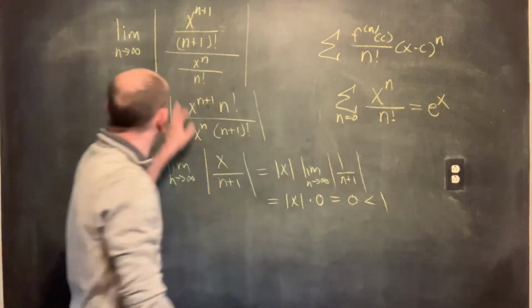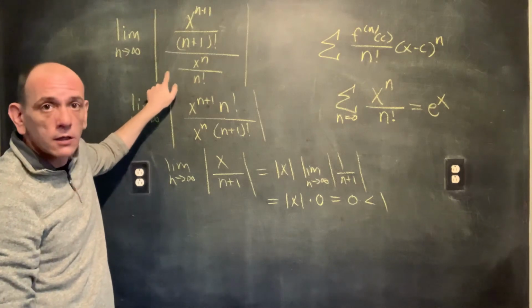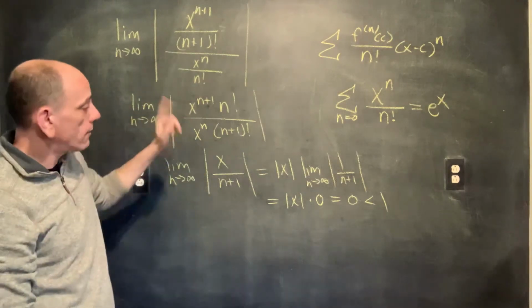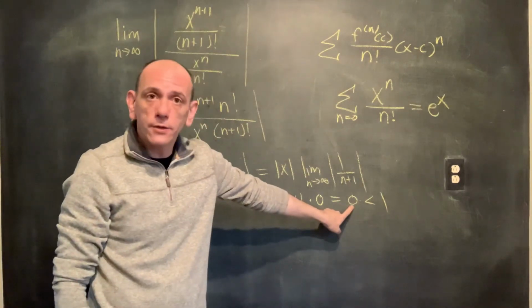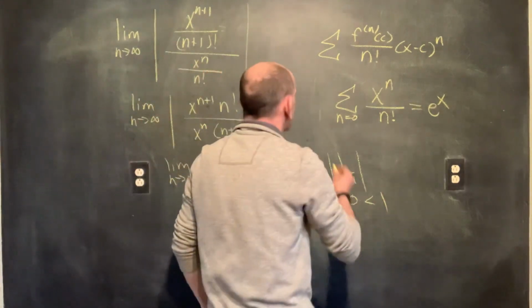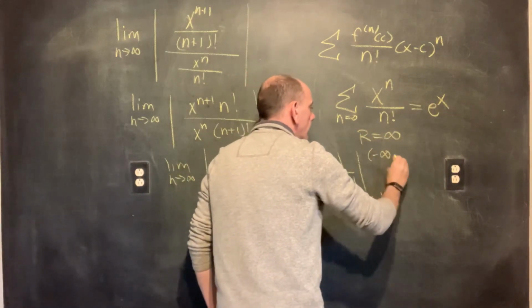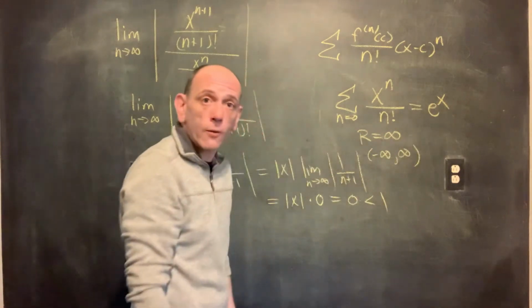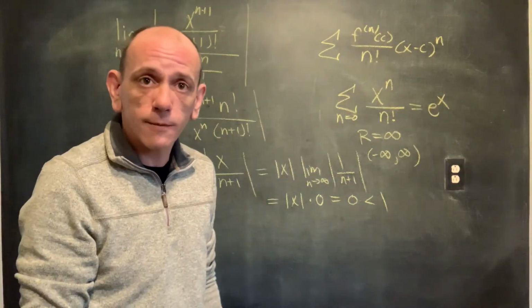Which is less than 1, right? We needed that criterion, the limit, to be less than 1 in order for this to converge. Well, regardless of what x is, that limit is 0, which is less than 1, so it converges for all x. The radius is infinity, negative infinity to infinity. It converges everywhere, which is really nice. We can pick any x, plug in, and it'll converge correctly.